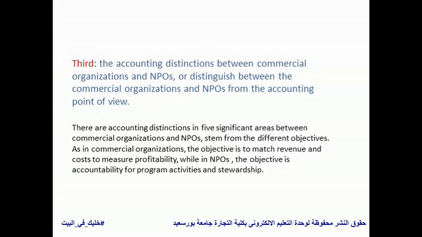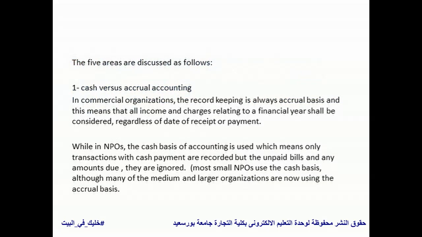These accounting distinctions stem from the different objectives of commercial organizations and non-profit organizations. As in the commercial organizations, the objective is to match revenues and costs to measure profitability, because commercial organizations seek profit. While in NPOs, the objective is accountability for program, activities, and stewardship. The 5 areas are discussed as follows.